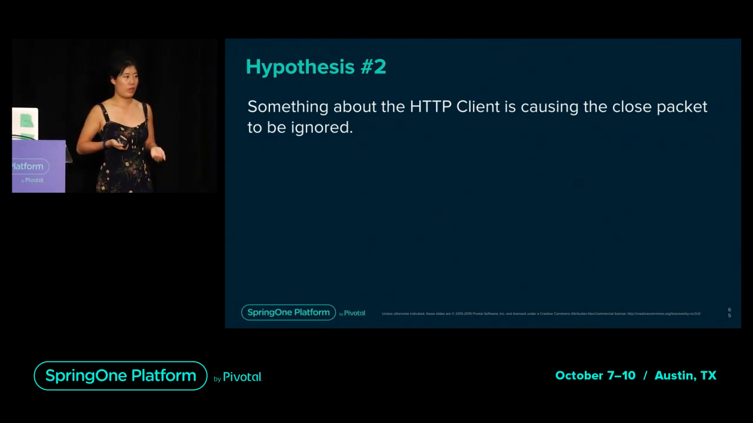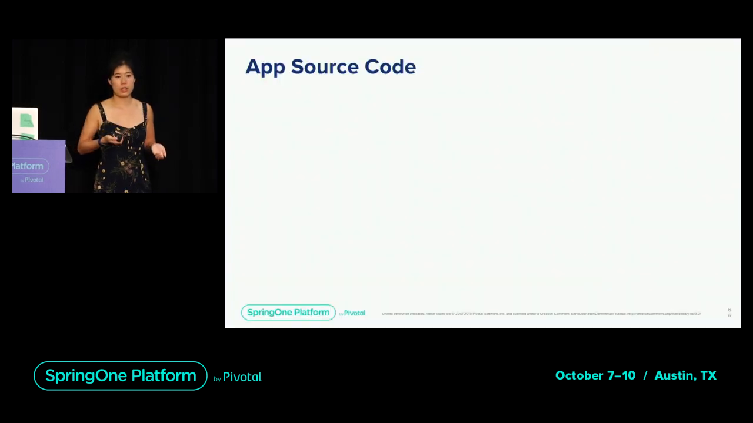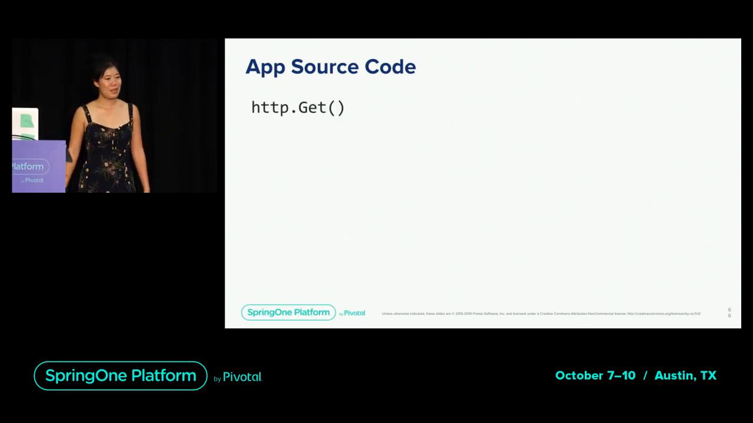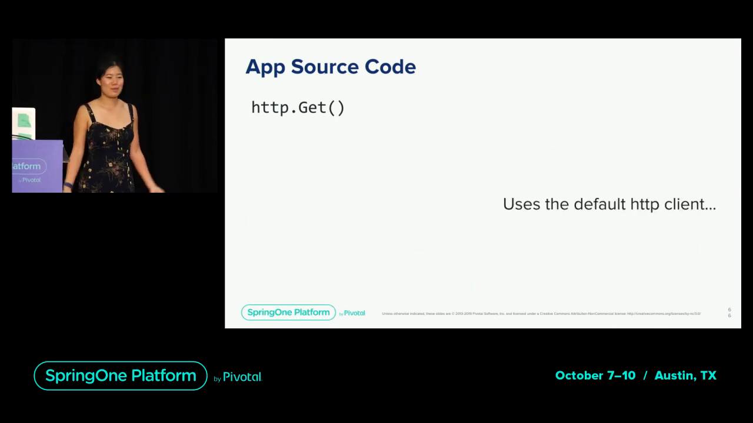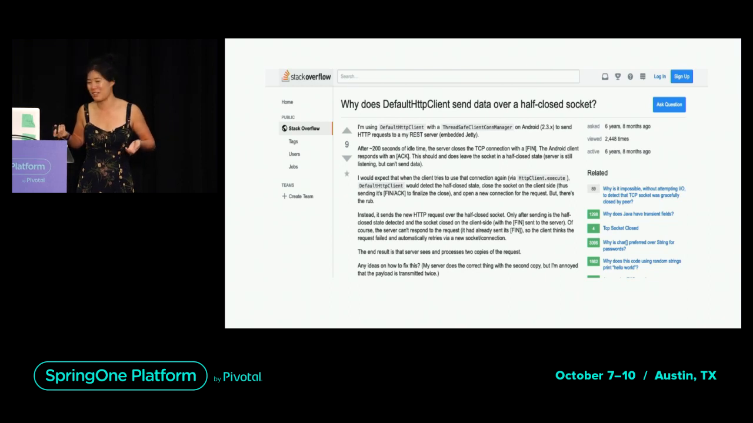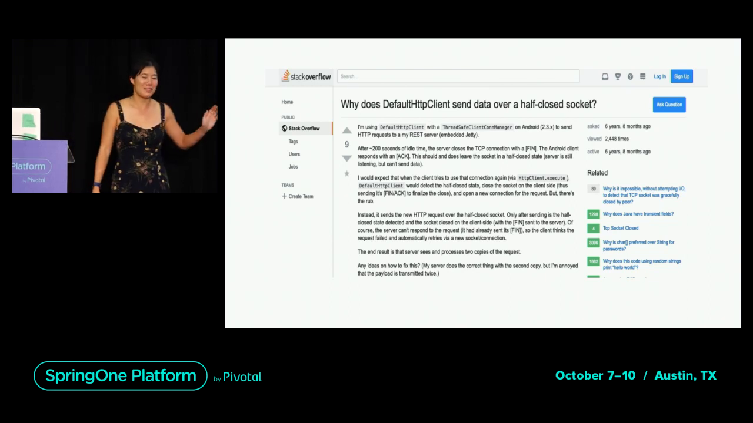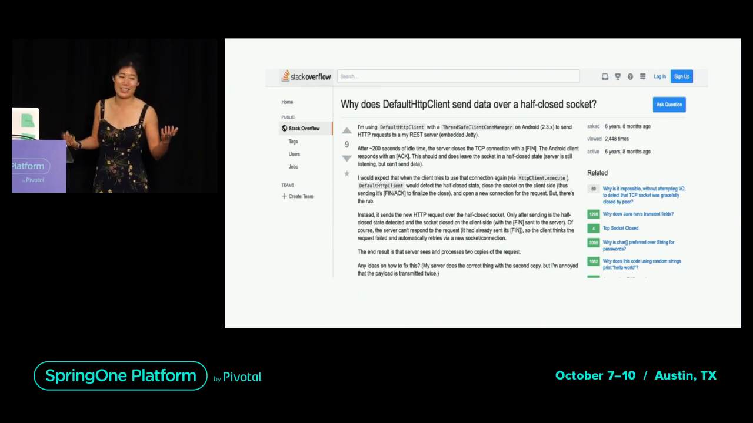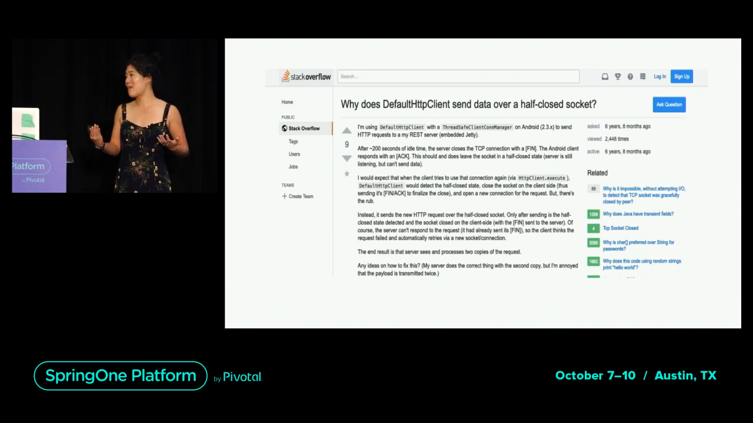So we asked for and got access to the application source code to see how they've configured their HTTP client. They used the default HTTP client. It was a Spring Boot app. And luckily at Pivotal, we have lots of Spring experts in the house. So we went to Slack, went to Google. We're like, wait, is there something about the default client that's doing something weird? And we found out that, fun fact, the default HTTP client in Spring ignores FIN ACK packets from the server. And the default timeout is 5 seconds.